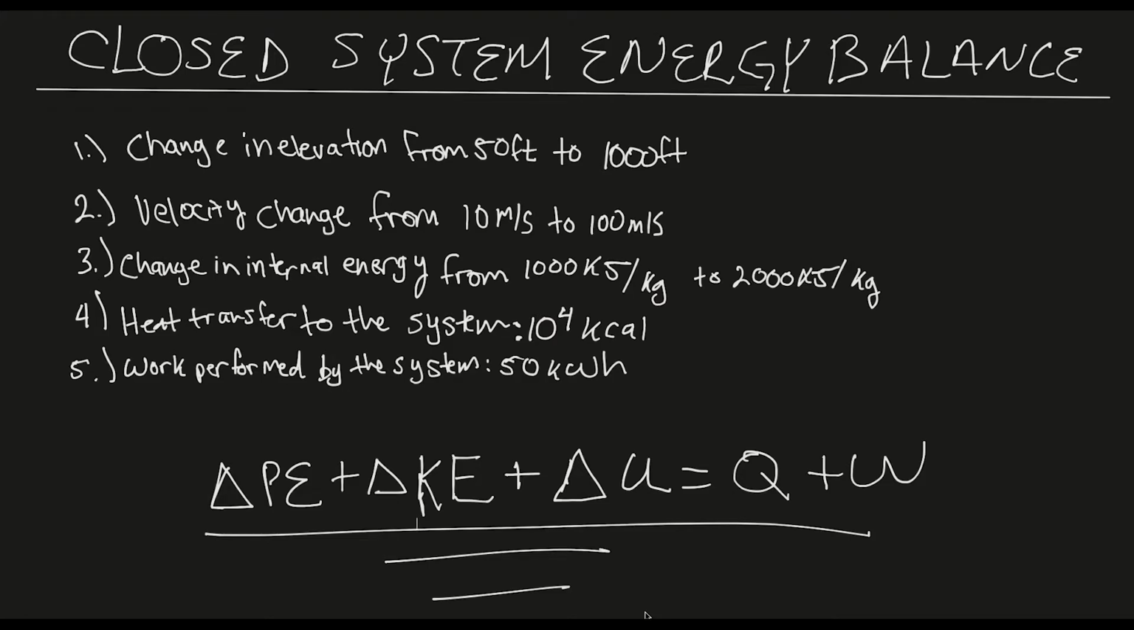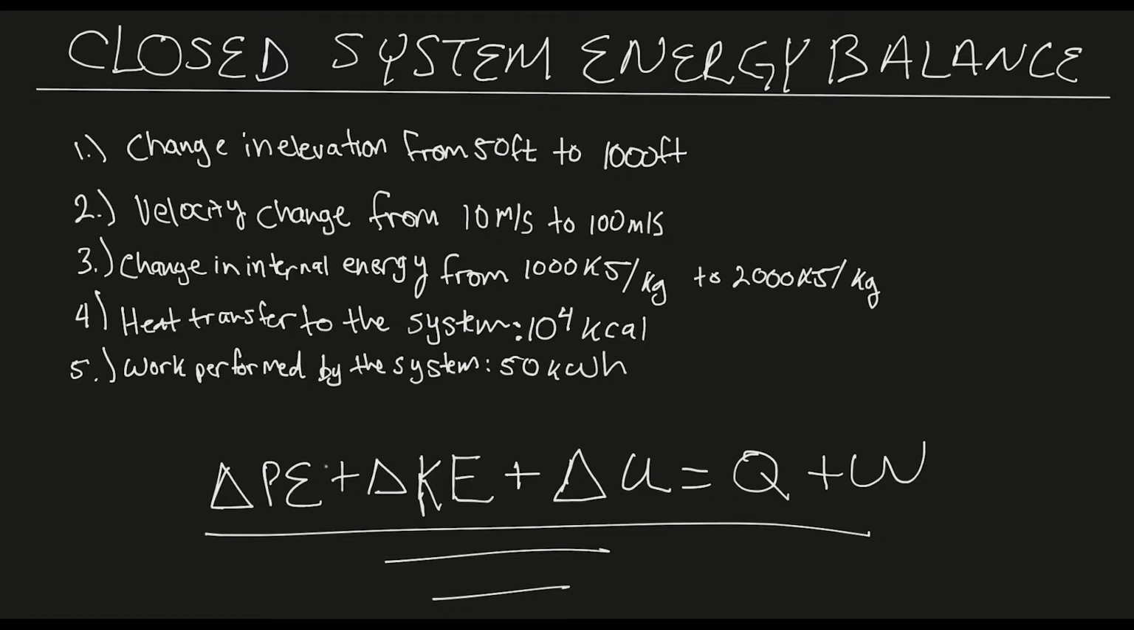Welcome back, everyone. So today we got another example that shows you how to solve for variables in your closed system energy balance. So we're going to be doing change in elevation, change in velocity, change in internal energy, heat transfer, and the work performed by the system.